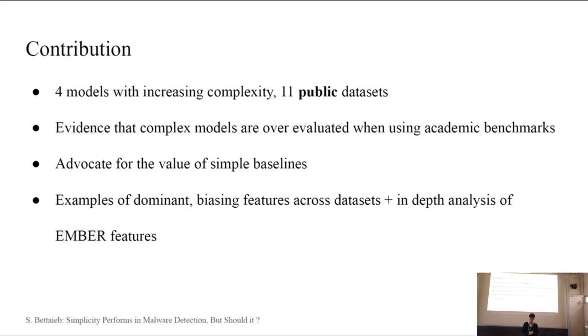And we will provide concrete examples of dominant and discriminative features that influence the decision of the models in a non-intended way. With that, we also provide an in-depth analysis of the Ember features. The Ember features are a set of 2,381 features that are referred to as state-of-the-art in Windows malware detection with machine learning. With all of that, we also provide clean, usable datasets and code, and they're all available on Kaggle publicly.